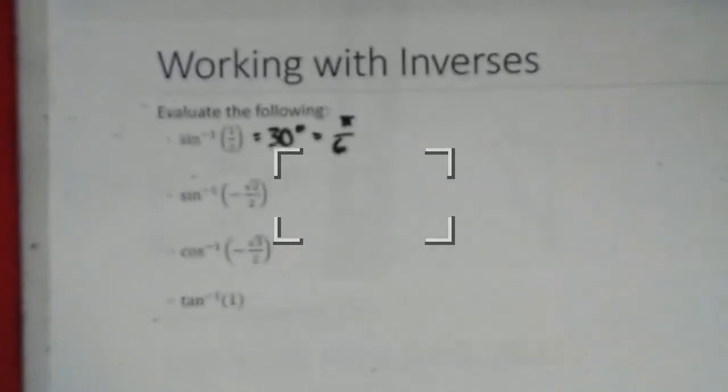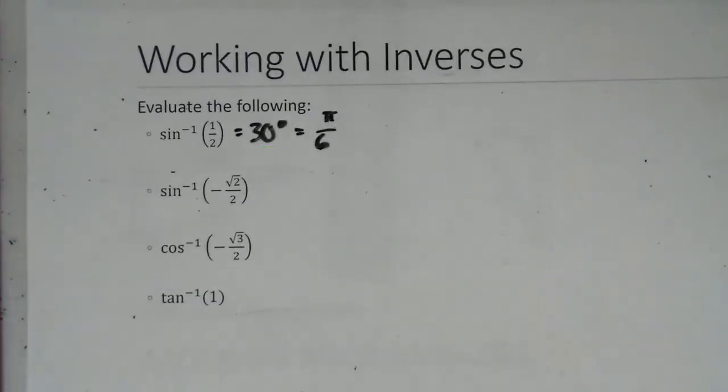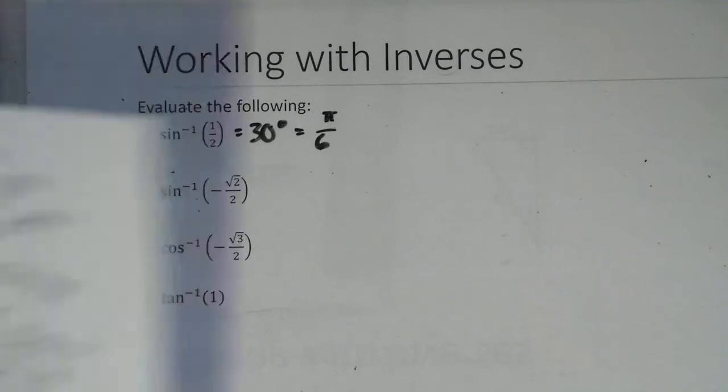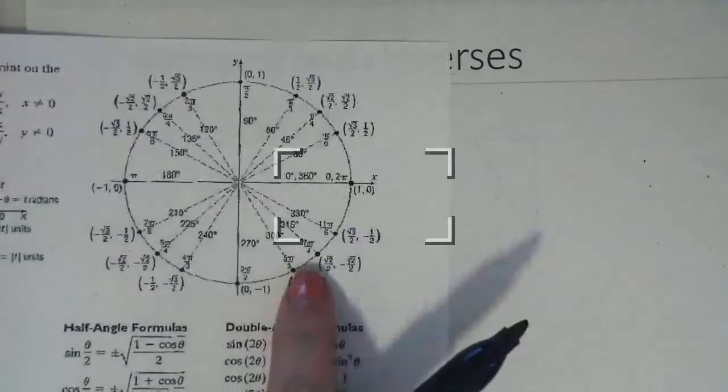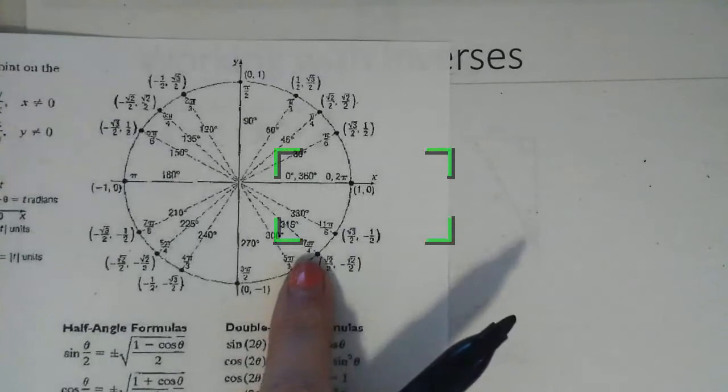But when we restricted our domain for sine, we said it had to be between negative pi over 2 and positive pi over 2. So we said that sine has to be between negative pi over 2 and positive pi over 2, and this is happening at 7 pi over 4. We have to find another way to write that so that it is between negative pi over 2 and positive pi over 2.